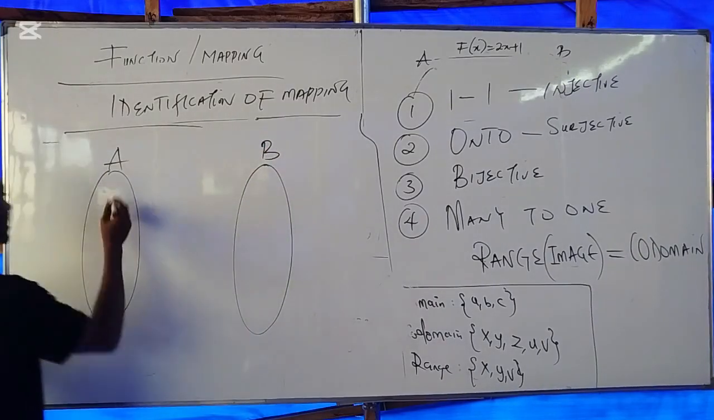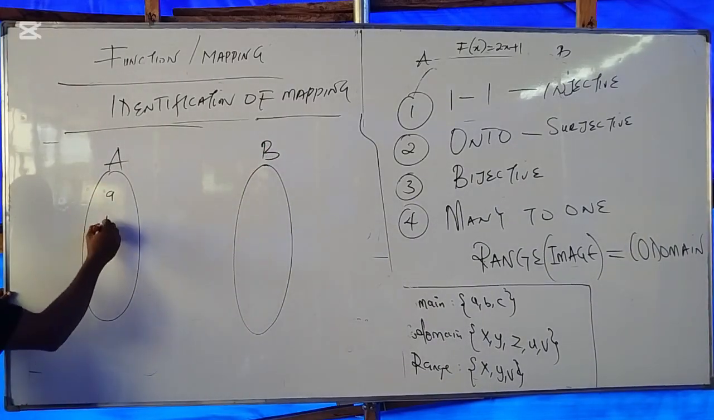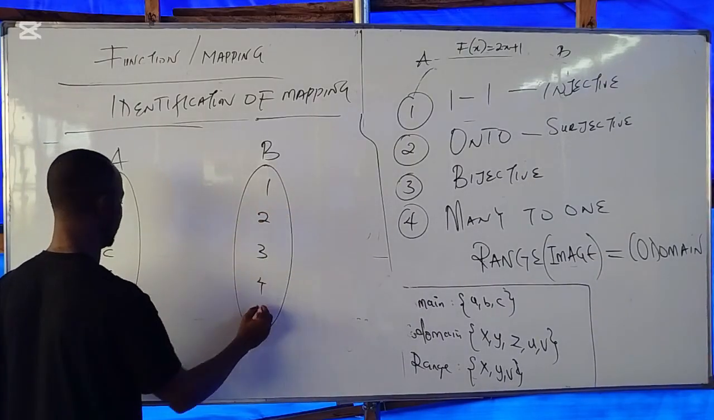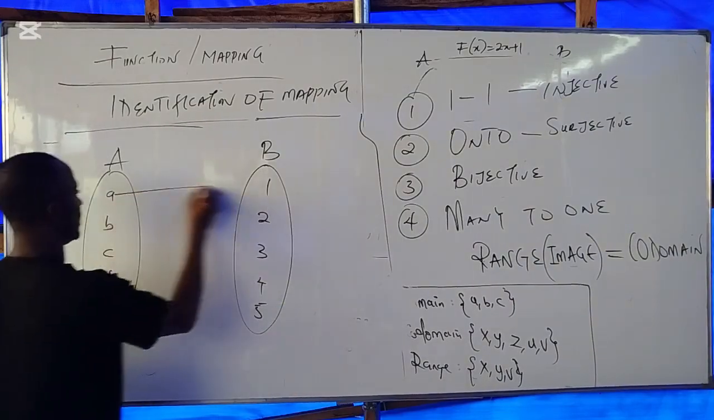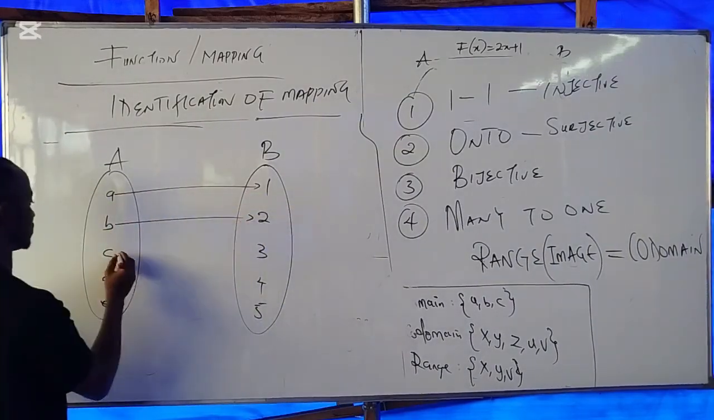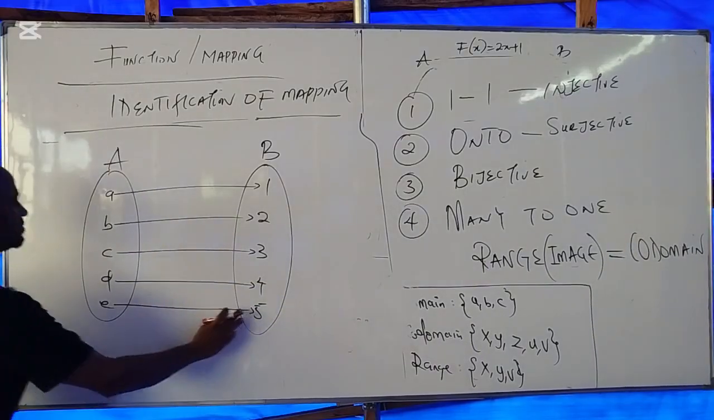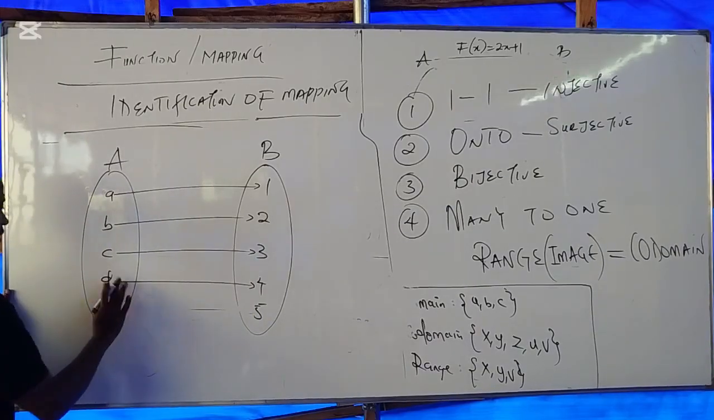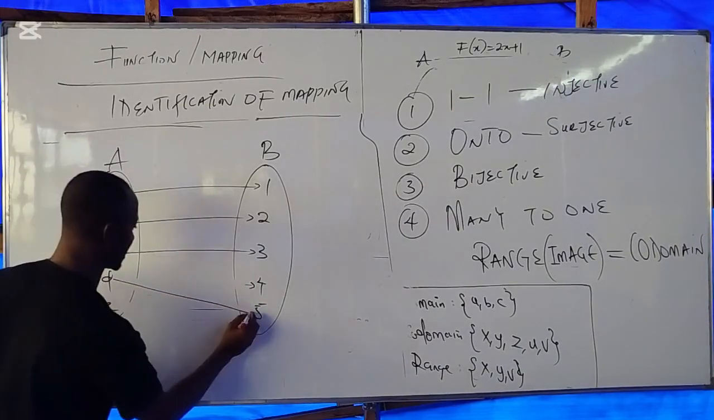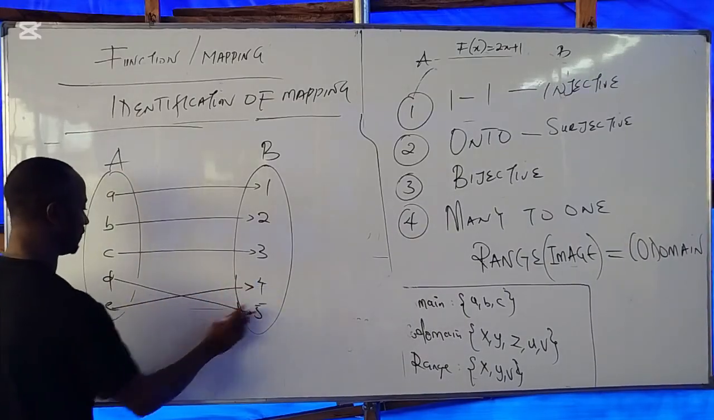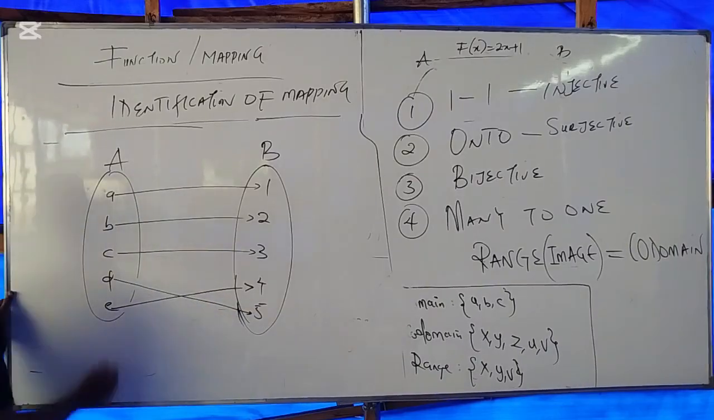Let me give another one. A, B, C, D, E. I have 1, 2, 3, 4, and 5. A is assigned to 1, B is assigned to 2, C to 3. It might not actually be this way; it can also be in this form. Possibly D is assigned to 5, and E is assigned to 4. Okay, look at this now.